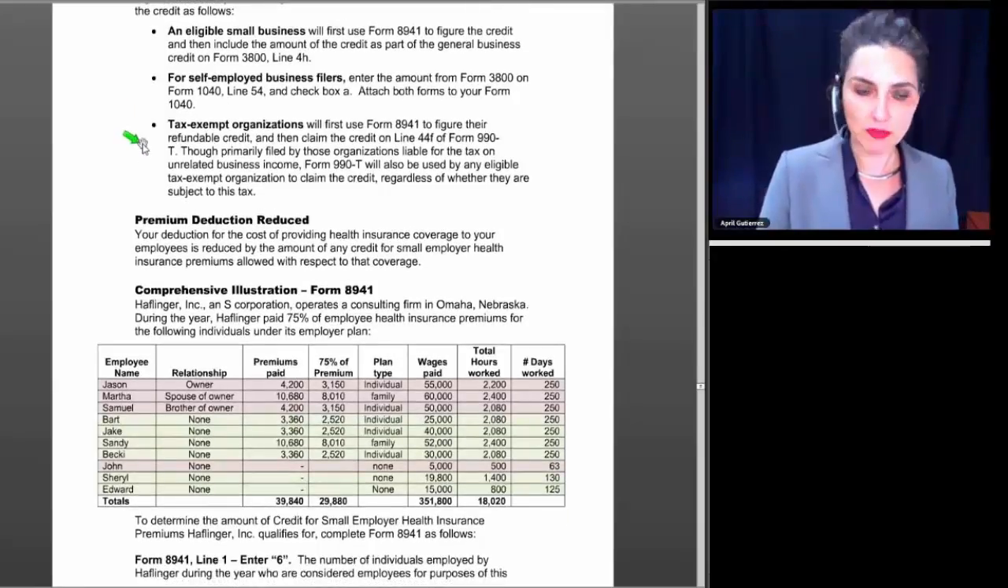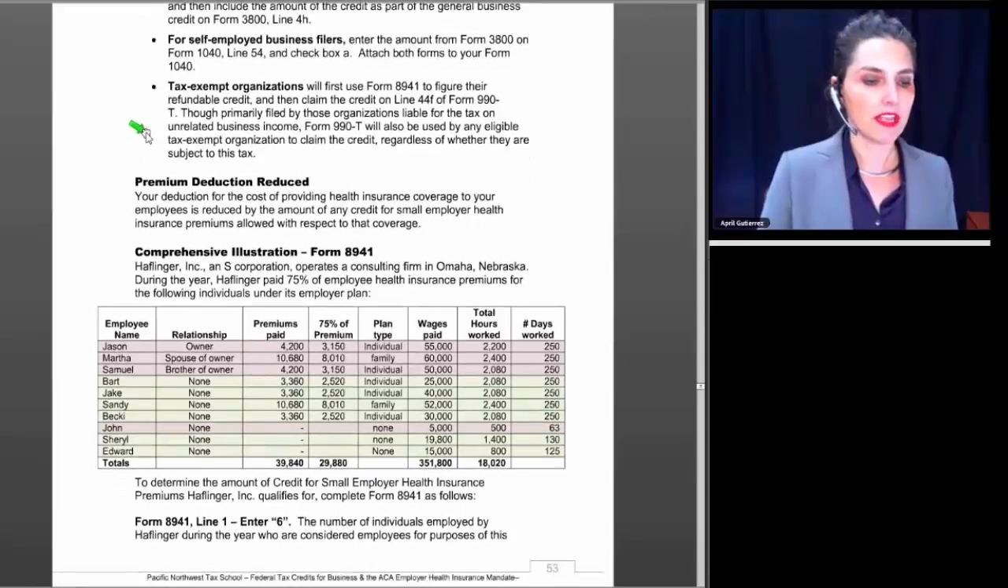For tax-exempt organizations, you'll first complete Form 8941 to figure the refundable credit, and then claim the credit on line 44f of Form 990-T. Though primarily filed by these organizations liable for tax on unrelated business income, Form 990-T will also be used by any eligible tax-exempt organization to claim the credit, regardless of whether they are subject to this tax.